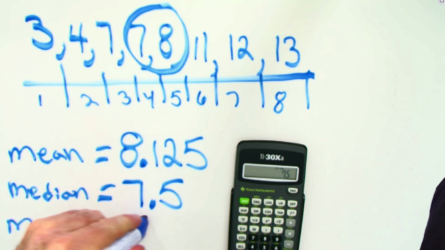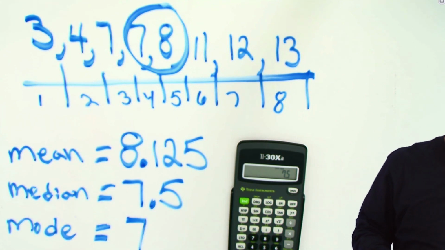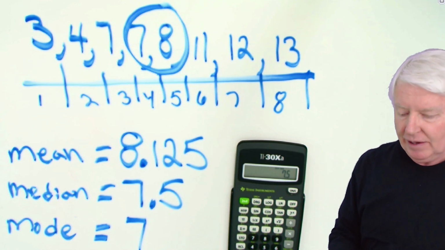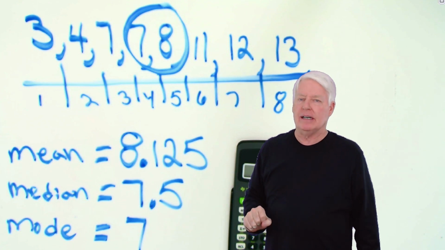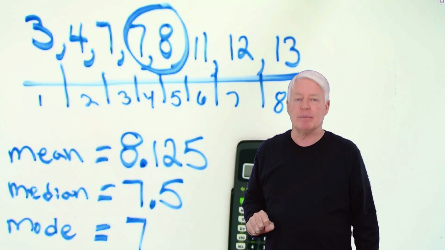So what do we know? We know that the mean is greater than the median, and the median is greater than the mode. And so with that being said, let's go back to the answer options and see if we can pick the right one.